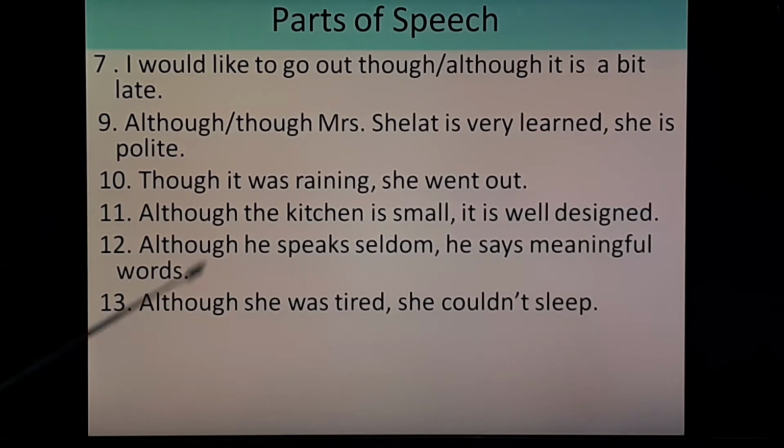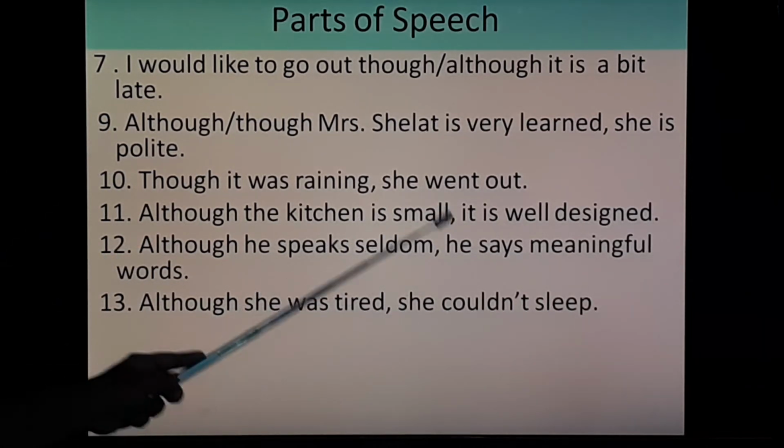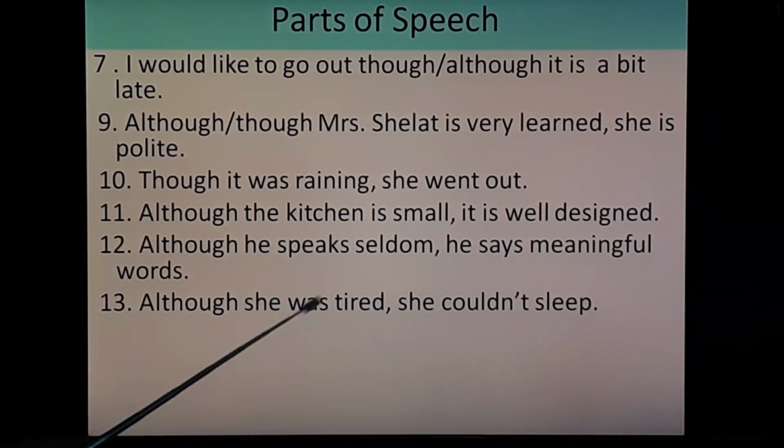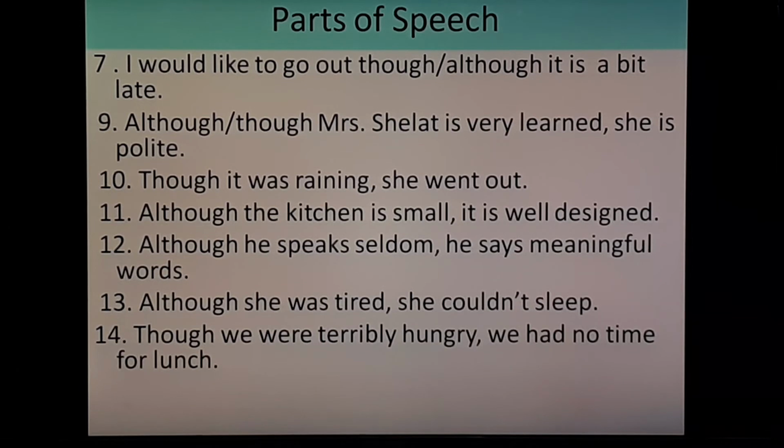Next, although she was tired, she couldn't sleep. So here contrasting ideas are given. Next, though we were terribly hungry, we had no time for lunch. Contrasting ideas. That's why though is used.